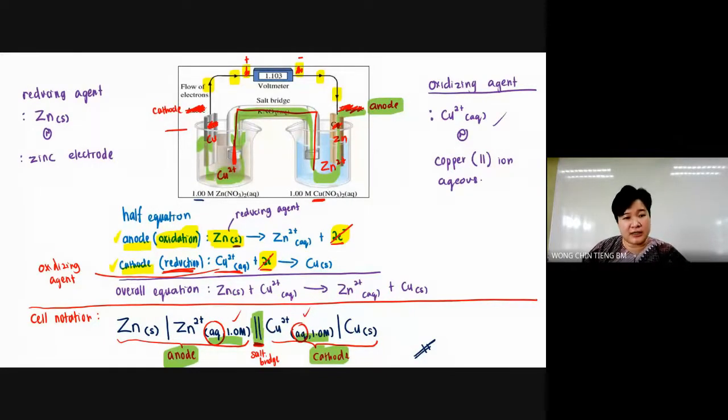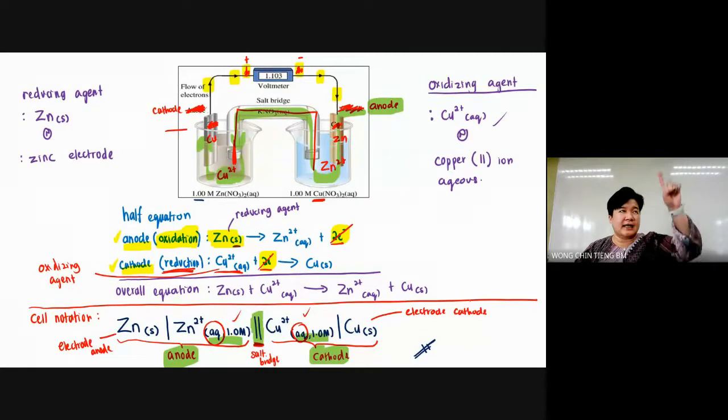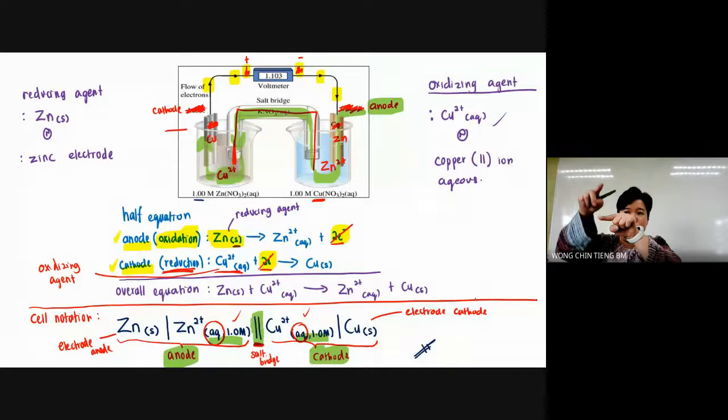And last but not least, your cell notation mesti kena mula dengan electrode of the anode and mesti kena berakhir dengan electrode of your cathode. So dia mesti bermula dengan electrode solid, turun ke dalam electrolytes, naik salt bridge, lepas tu jumpa electrolytes and then jumpa balik electrode. That is your cell notation. Okay? That is your cell notation. Alright? Question so far?